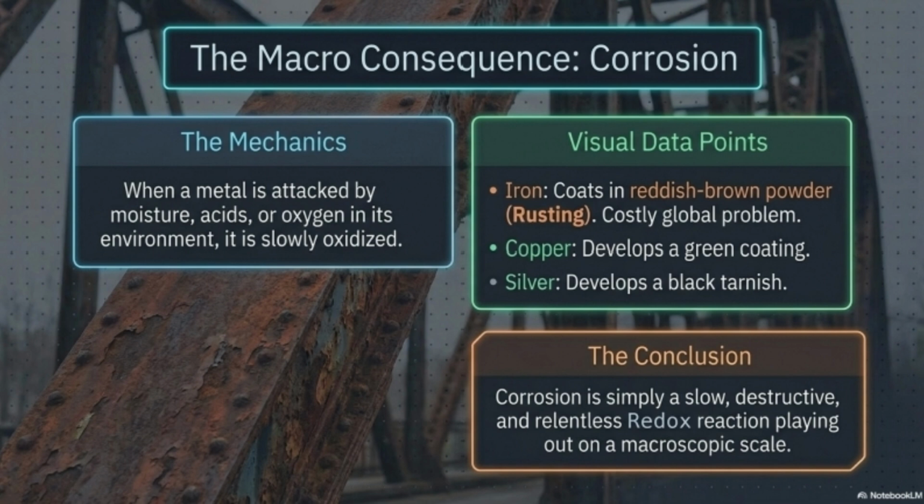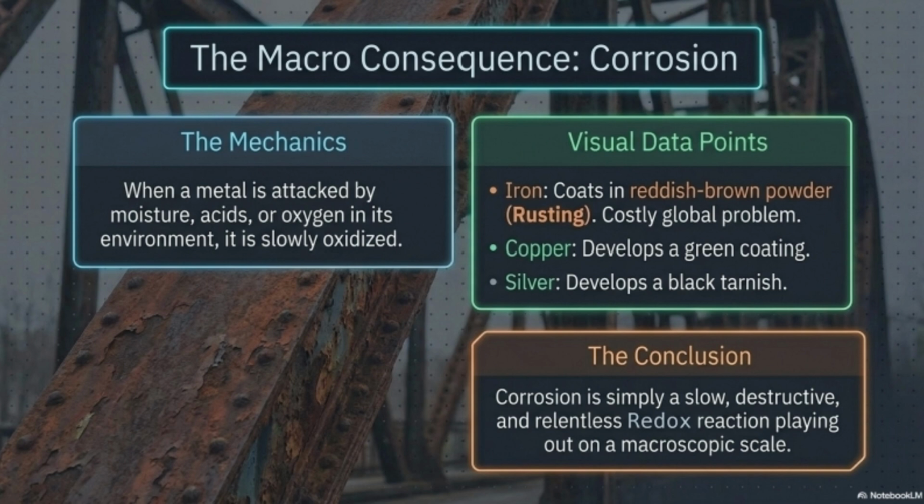What happens when these microreactions show up in the macro world? First, we get corrosion. When metals are attacked by moisture, acids, or oxygen, they slowly oxidize. Iron develops a destructive reddish-brown rust, copper turns green, and silver tarnishes black. Corrosion is simply a slow, relentless redox reaction destroying our infrastructure.